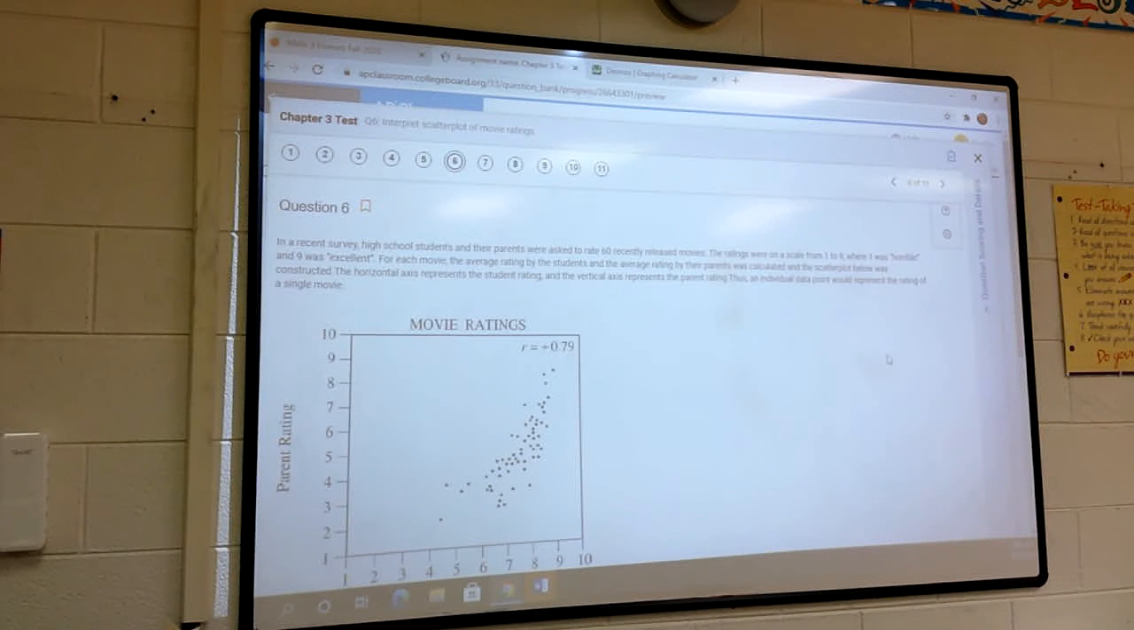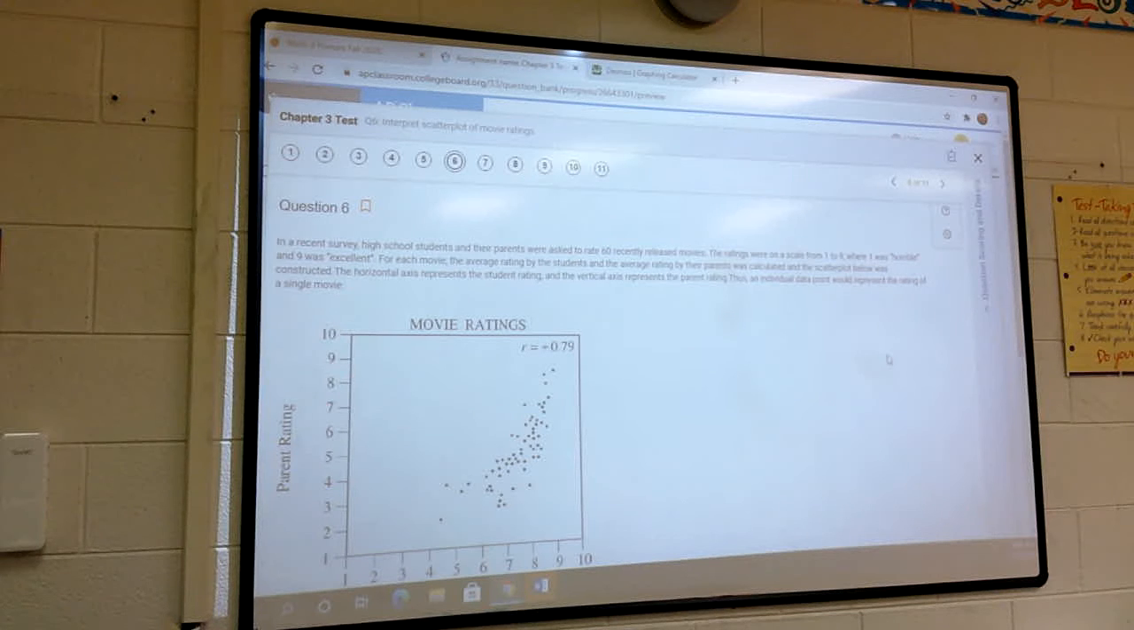Number 6, in a recent survey, high school students and their parents were asked to rate 60 recently released movies. So there's 60 dots there. The ratings were on a scale of 1 to 9, where 1 was horrible and 9 was excellent. So notice nobody went to 10. It's just 1 to 9. For each movie, the average rating of the students and the average rating by their parents was calculated, and the scatter plot below was constructed.